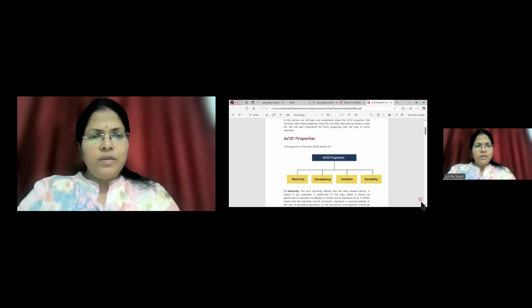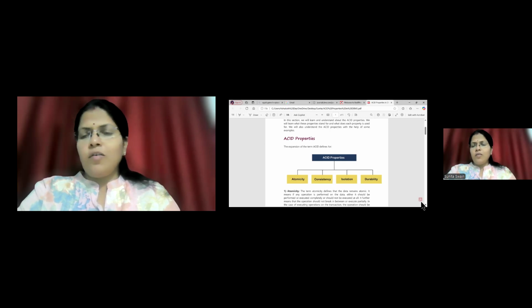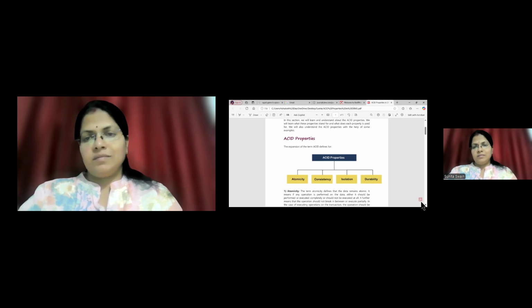So, in today's class, we have discussed the most important concept of database management system, that is ACID properties. And this ACID property is used for all database management tools. Without this, the database management system is not organized.